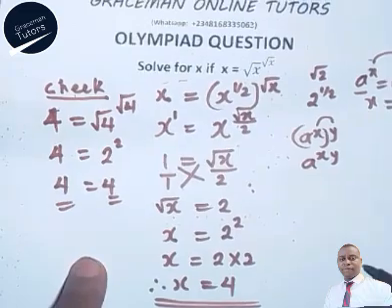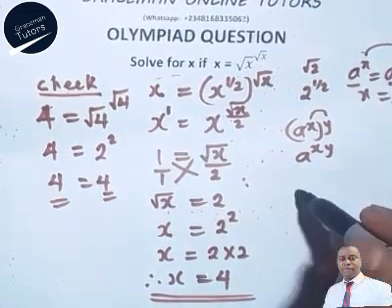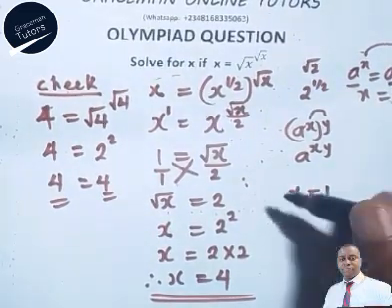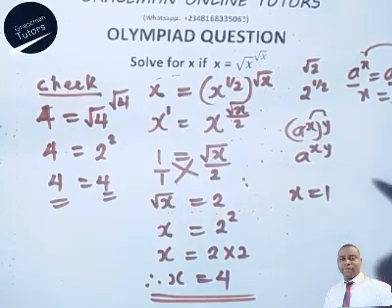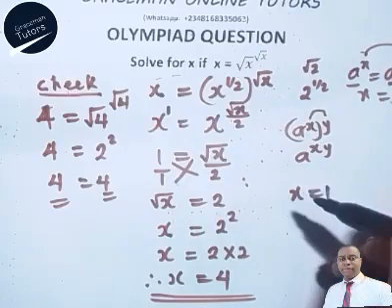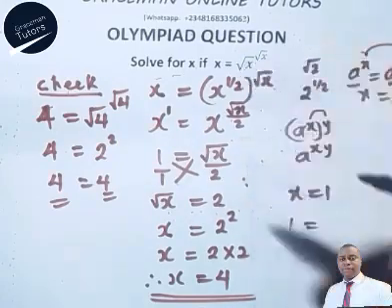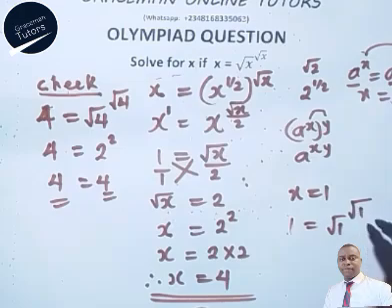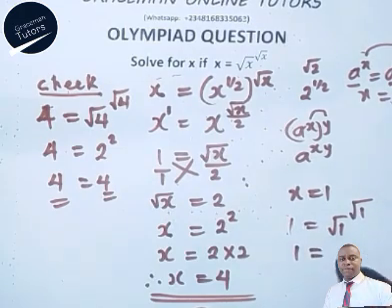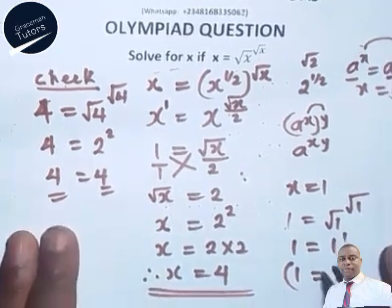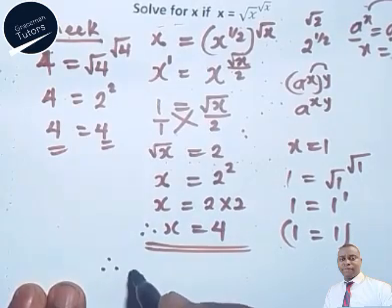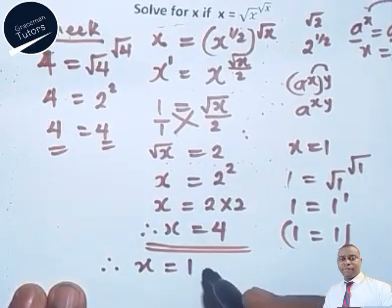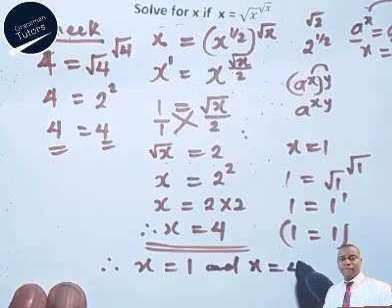Also, by inspection, if you substitute x as 1 into the equation, we discover that the value of x is also equal to 1. Now let's try that. 1 is equal to the root of 1 raised to the power of the root of 1. So 1 equals 1 raised to the power of 1, 1 equals 1. So the two valid solutions to this question are that x is equal to 1 and x is equal to 4.